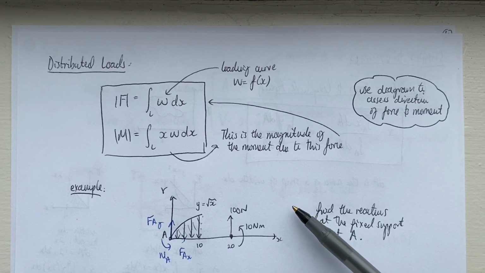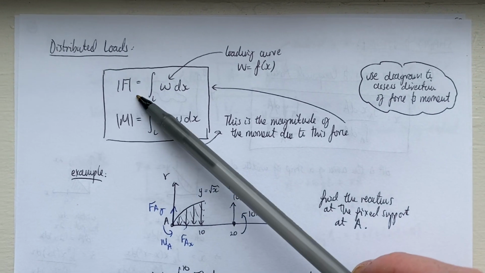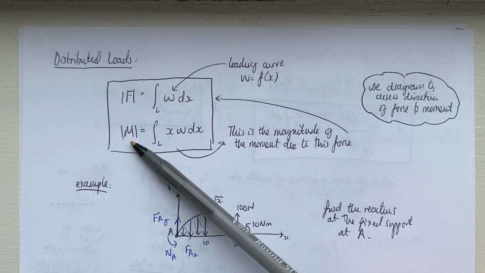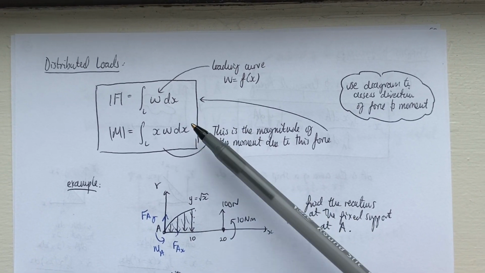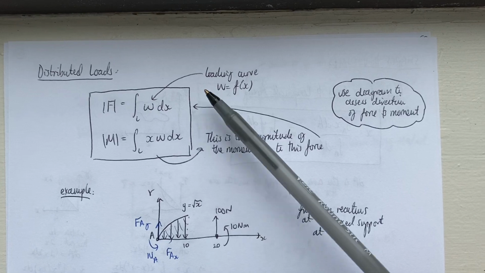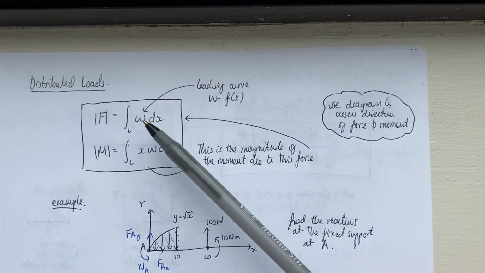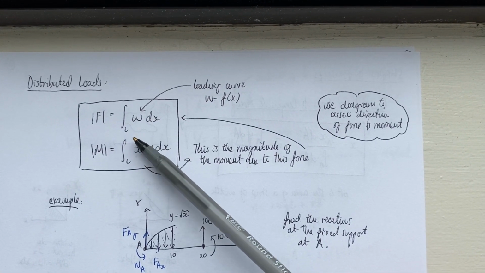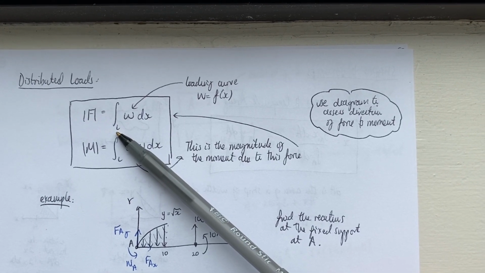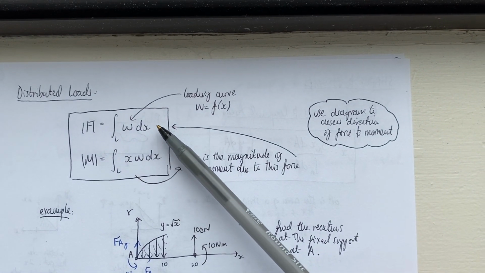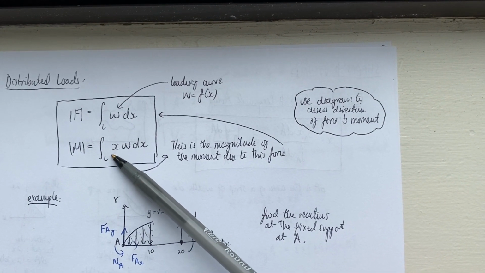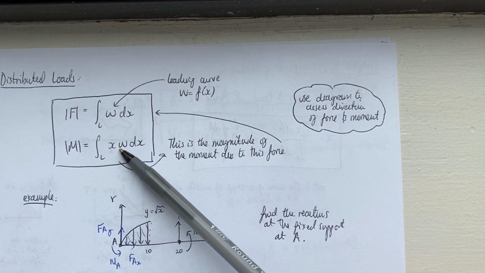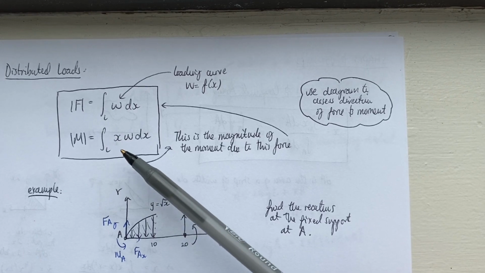And we can find the magnitude of the force and the magnitude of the moment acting on that member due to that distributed load. How we do that is we integrate the loading curve with respect to x over the length over which it's being applied. So that's for the magnitude of the force. When we do the magnitude of the moment, obviously there's a length associated with that as well, so we have to multiply the loading curve by an extra x.